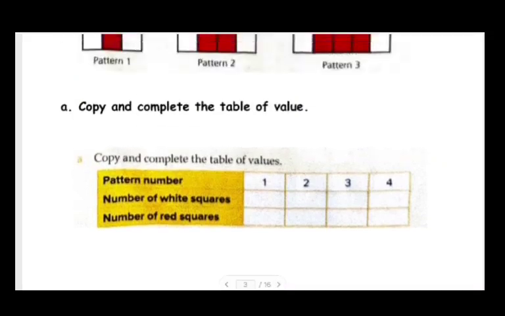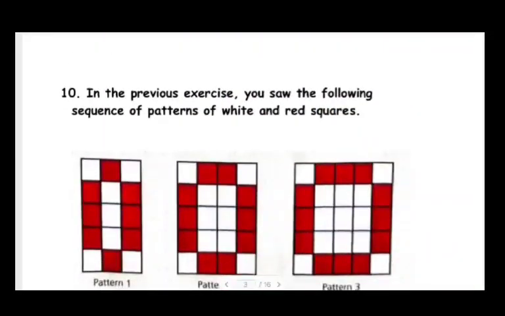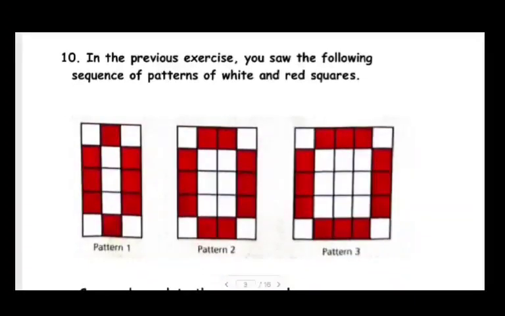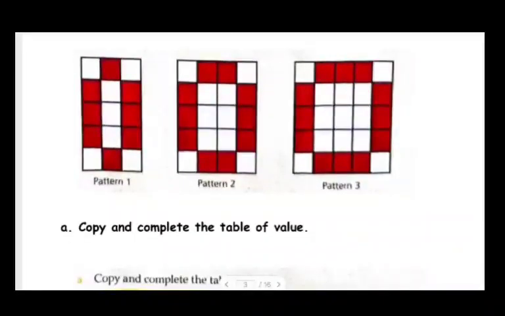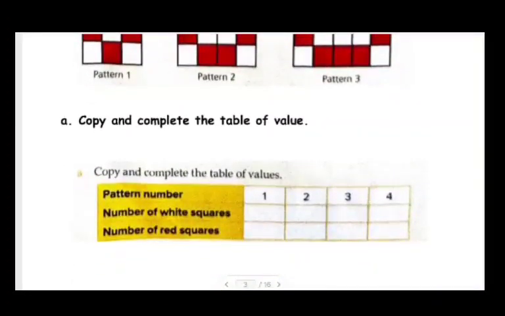What's the next one? Oh, we have the next sum directly. Okay. So, in the previous exercise, you saw the following sequence of patterns of white and red squares. Yes, we've done something like that. But at that time, the sum asked us to calculate the term-to-term rule. Right? So, let's see what's different here. Copy and complete the table of values.